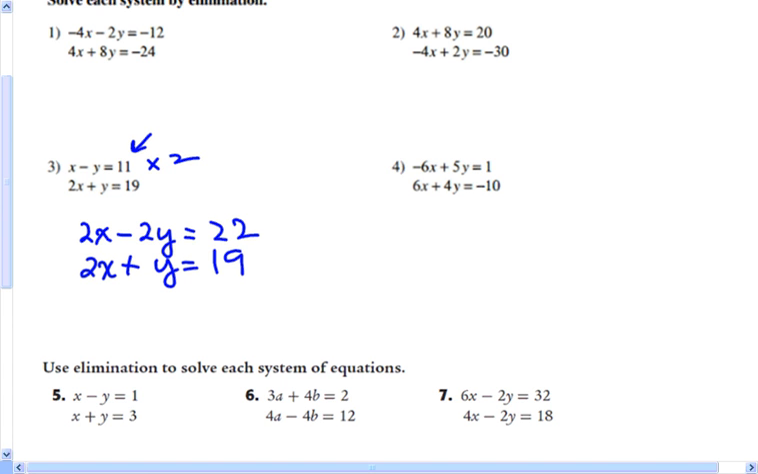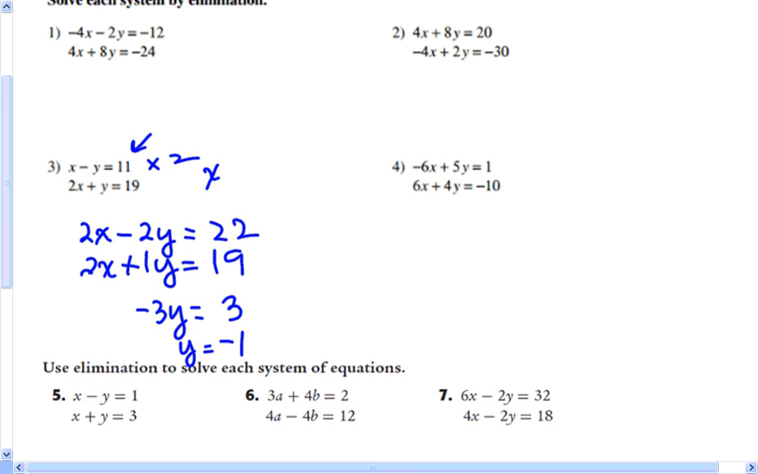And then I can subtract 2x from 2x, and that is 0x, so I don't even need to write that. And then in the bottom equation, I'm going to do negative 2y minus 1y, and negative 2 minus 1 is negative 3y. And 22 minus 19 is 3. And then I'm just going to divide 3 by negative 3, and I get y equals negative 1. And that's the idea.